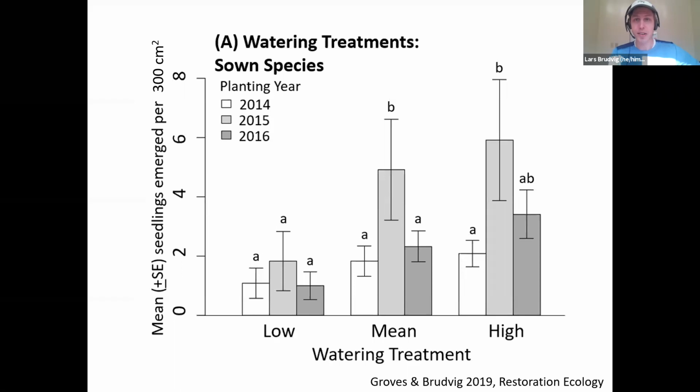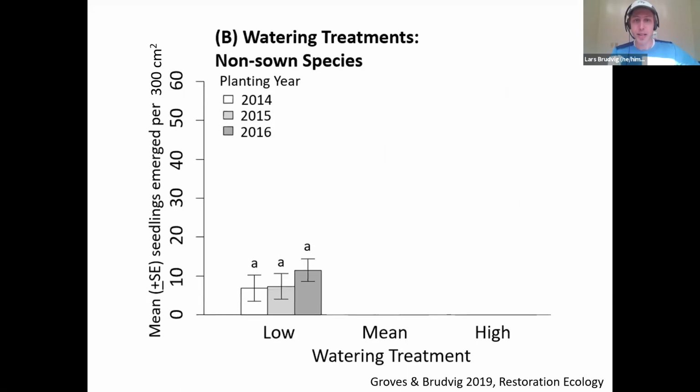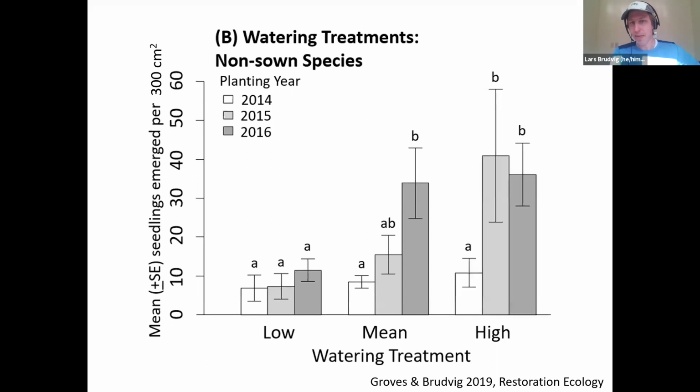So let's look now at the non-sown species. You again see a similar pattern under drought conditions, the low watering treatment. But when we start to increase the watering to average and high levels, we again see these other factors start to emerge as important. Again, these are plots that were watered exactly the same, but in different years, we start to see different amounts of emergence.